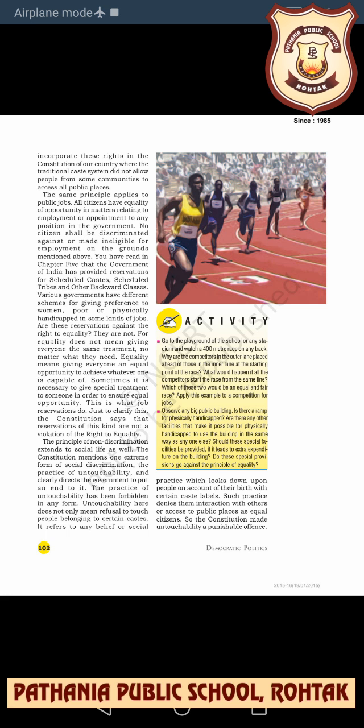It refers to any belief or social practice which looks down upon people on account of their birth with certain caste labels. It means we cannot use caste related words also. And even these practices deny them interaction with others. So the constitution made untouchability a punishable offense. And this untouchability was prohibited under Article 17 of our Constitution.